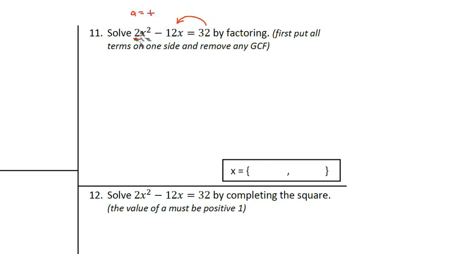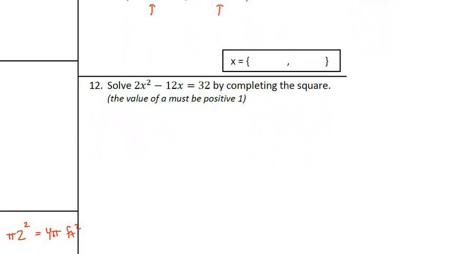And now that you've got your A value equal to 1, you can just use your shortcut. You can actually find your factors, write out your factored form, and then use the zero product property to figure out what are the 2 values of x that change each of these binomials to 0. What value changes that to 0? What value changes that to 0? Number 12.